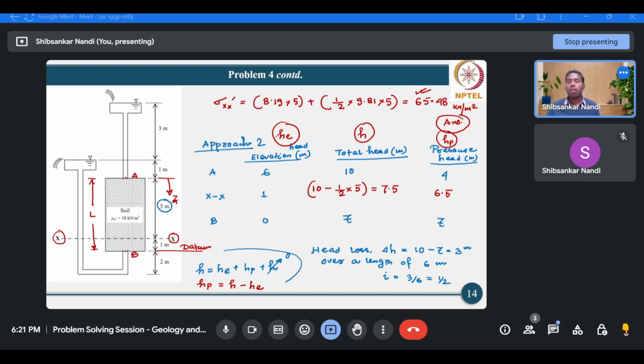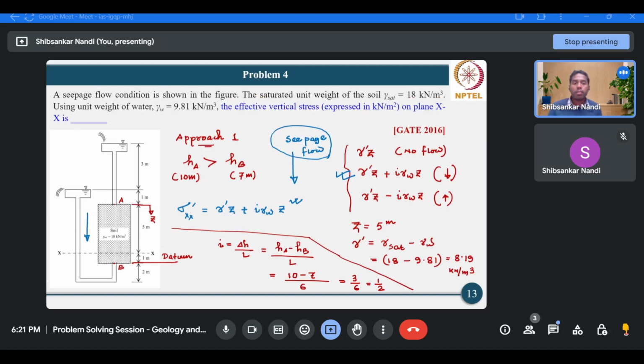So this is the solution for problem 4. So please let me know if you have any doubts, or if you require further clarification for this problem. So this problem was asked in GATE examination 2016. So you can therefore expect this type of question in the examination.